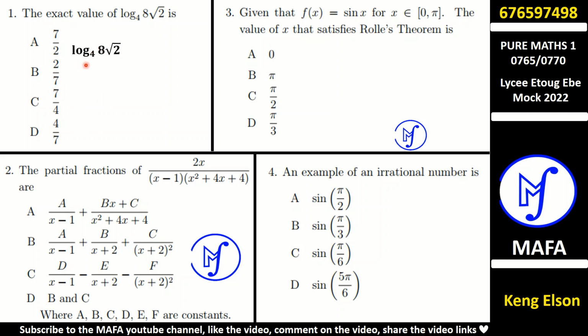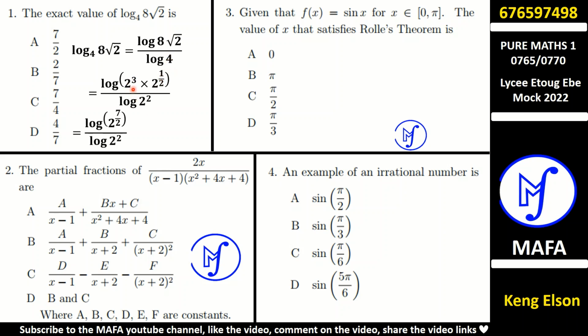So logarithm to the base 4 of 8 root 2 is simply logarithm of 8 root 2 divided by logarithm of 4. Now we know that 8 is 2 cubed and root 2 is 2 to the power half. 4 is 2 squared. Now we are multiplying 2 cubed and 2 to the power half. They have the same base, so we add the powers. So we have 3 plus half, it gives us 7 on 2.